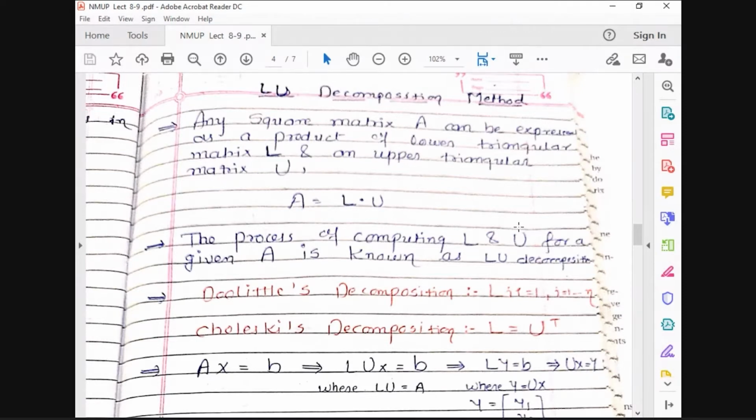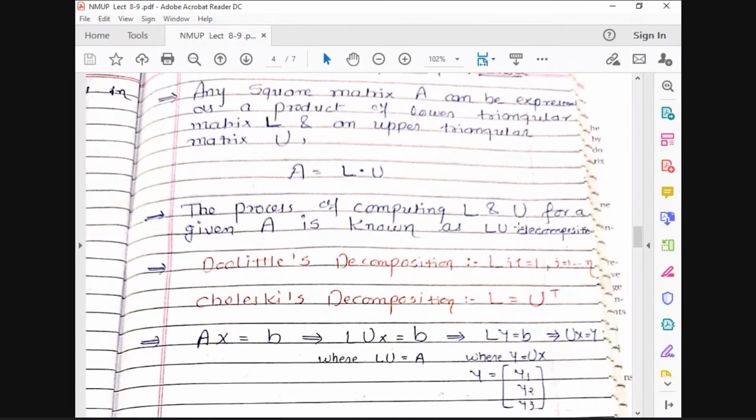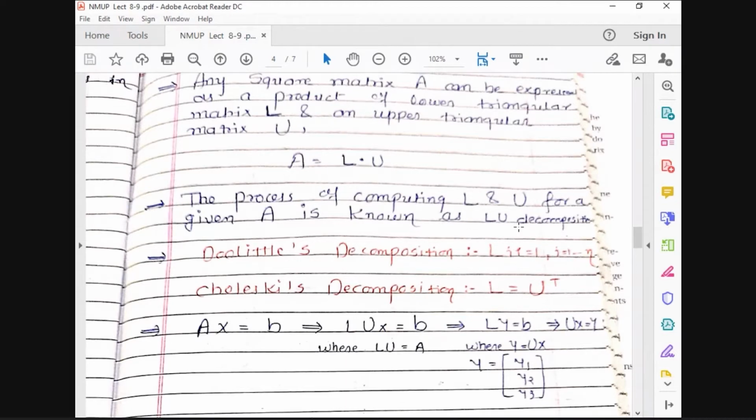So what are we doing? We are simply decomposing a square matrix into two parts. One is called the lower triangular matrix. The second one is called the upper triangular matrix. Right. And this process of computing L and U for a given A is known as the LU decomposition.